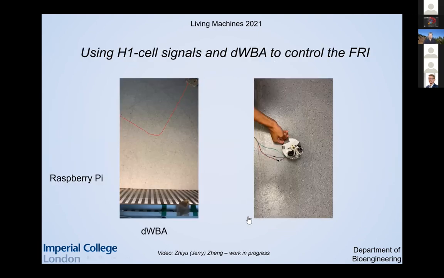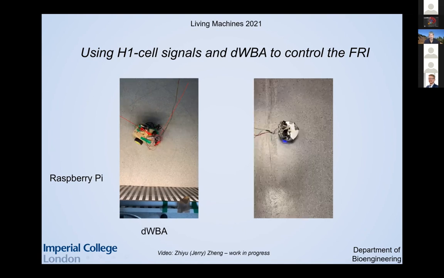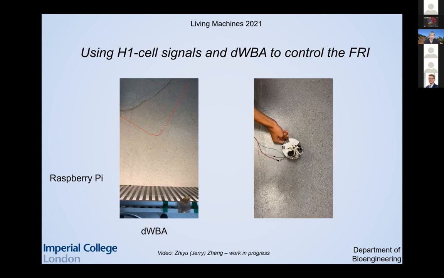Here are some first tests. I might, in fact, skip this because I'm running short on time. This is using the wing beat analyzer to avoid a collision with the wall. Oh no, now it's really stalling. Okay, so here is when the fly is changing the wing beat amplitude so we can steer away the robot. And this one here is a free fly run application of the neuronal signals. There's not much you can see here, unfortunately. I think the threshold was not set perfectly well.